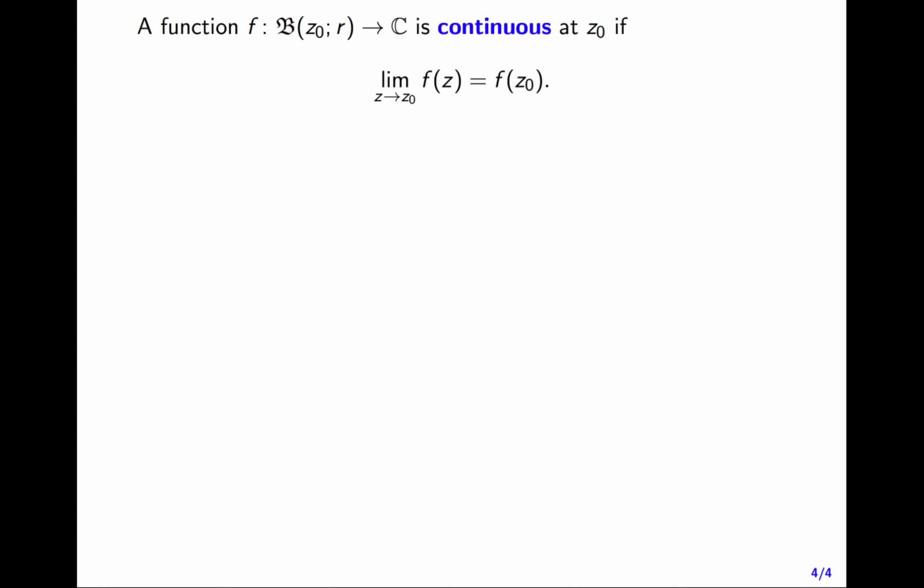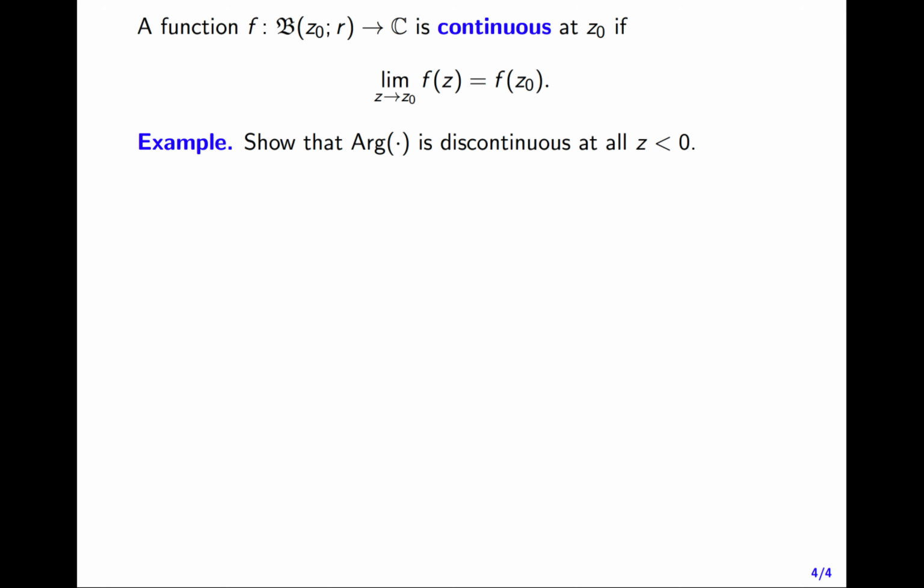Last, continuity, as we might expect. A function f defined on the ball centered at z0 of radius r is continuous at z0 if the limit as z goes to z0 of f(z) equals f(z0). And here you note the function is defined on the whole ball, not just the ball minus the center, because you want to be able to plug in z0 to f.